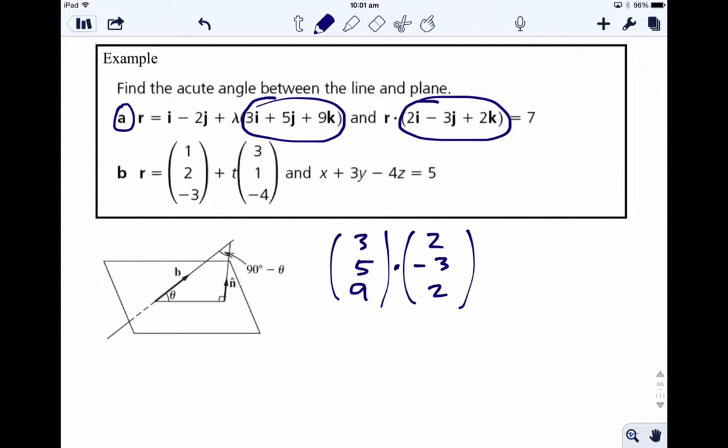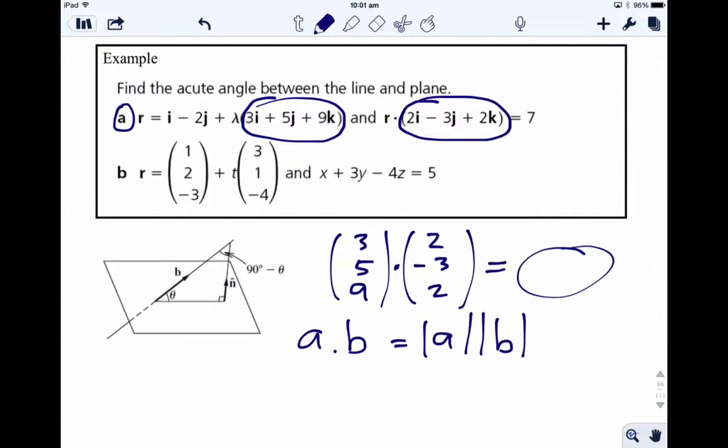I'm not going to go through the full working here, but we could work out the dot product, or scalar product, here. Then we're going to use this formula here. So we need to work out the length of each of those vectors and then rearrange this formula so that we get cos of the angle on its own. Once we've got our answer, 90 minus that will give us the angle between the line and the plane.